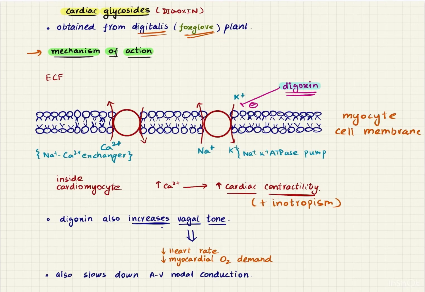Hello people, this video is on digoxin. Digoxin is a cardiac glycoside that is obtained from the digitalis plant or the foxglove plant.